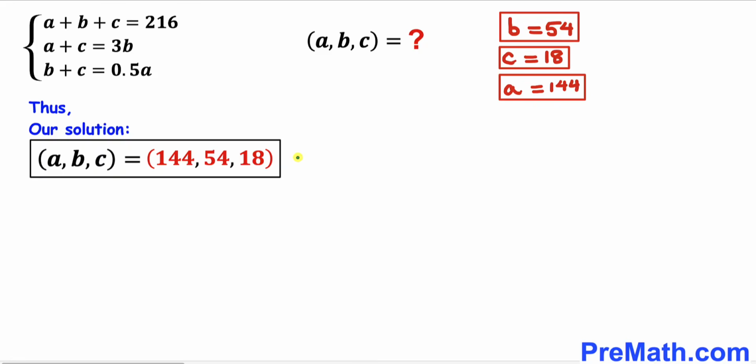So thus, after all the calculations and manipulations, our solution turns out to be: our a value is 144, our b value is 54, and finally our c value is 18. And that's our final answer.